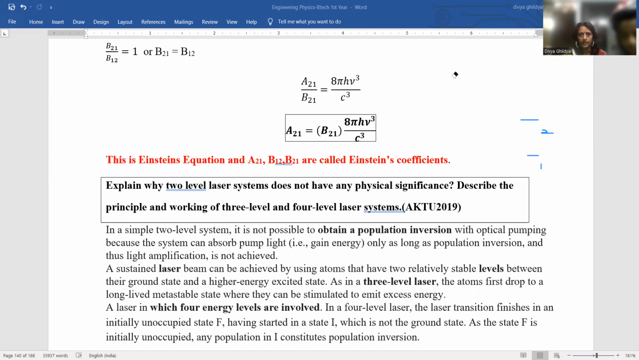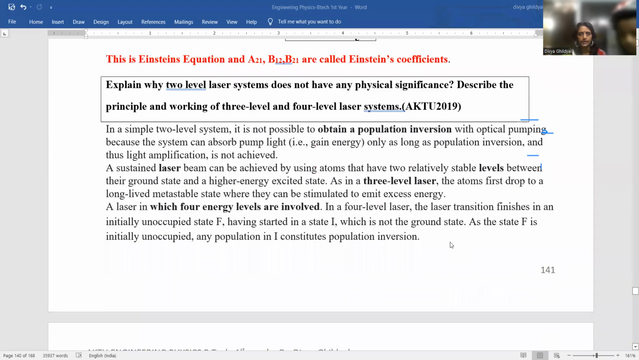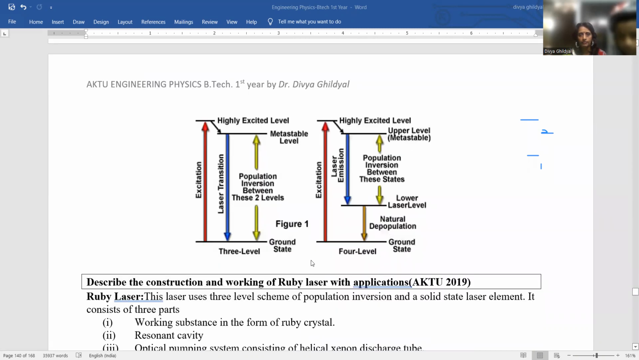So what are we going to write as the answer for this question? In a simple 2-level system, it is not possible to obtain a population inversion with optical pumping, because the system can absorb pump light, that is gain energy, only as long as population inversion and light amplification is achieved. If this is not achieved, the laser light will not be obtained. So we require 3 to 4 levels.